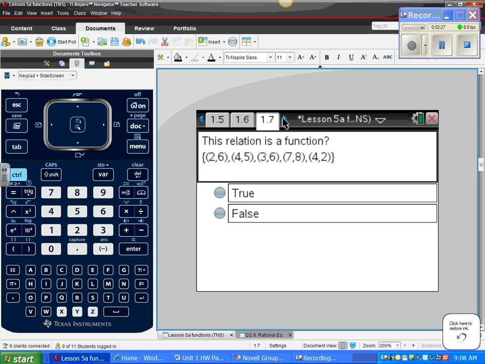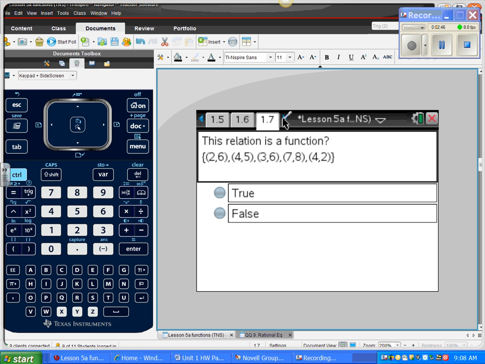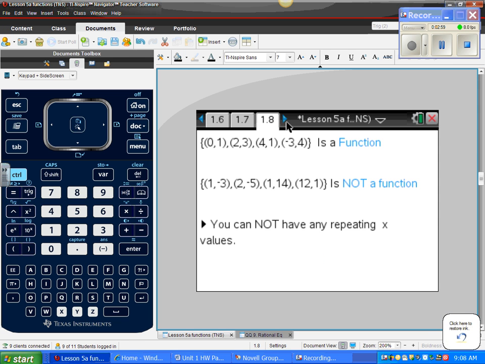All right, so I want you to try this one real quick. On page 1.7, is this one a function? I'm saying it is a function. You're going to tell me true or false. Who's got it? False. Why? Yeah, a 4 repeats, right? So this is false. It's not a function. Good? Okay, so we're good with repeating X values. We know that's not a function.